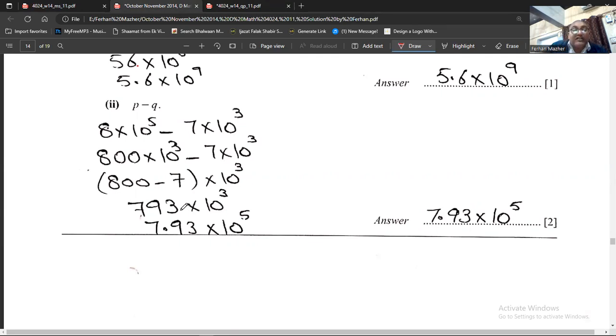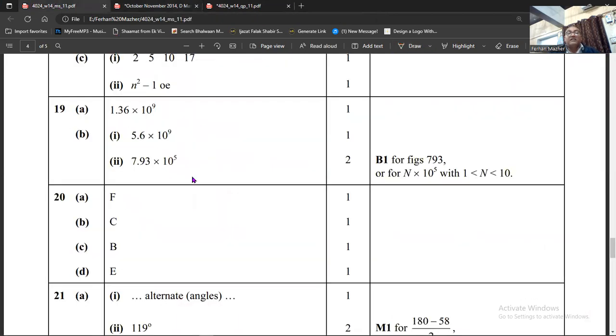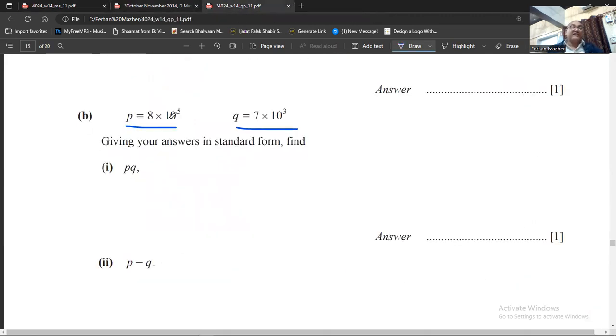So when I convert it, the decimal is here. It will move 1, 2 steps to the left. So it will be 7.93 expo 5. 7.93 expo 5 is the right answer, sir. Question number 19 is done.